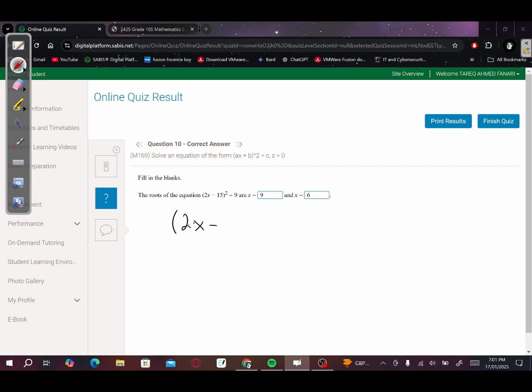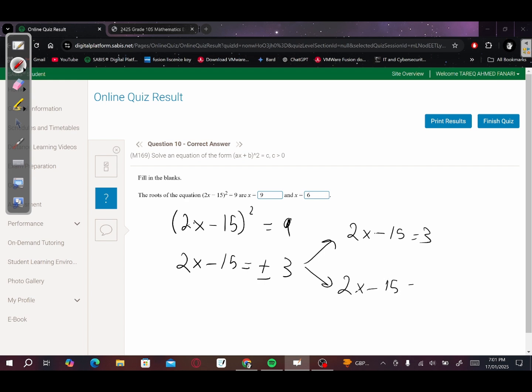2x minus 15 squared is equal to 9. Okay? Now, square root both sides. 2x minus 15 is equal to positive or negative 3. What we're going to do is take both cases. So 2x minus 15 equals 3, and 2x minus 15 is equal to negative 3.